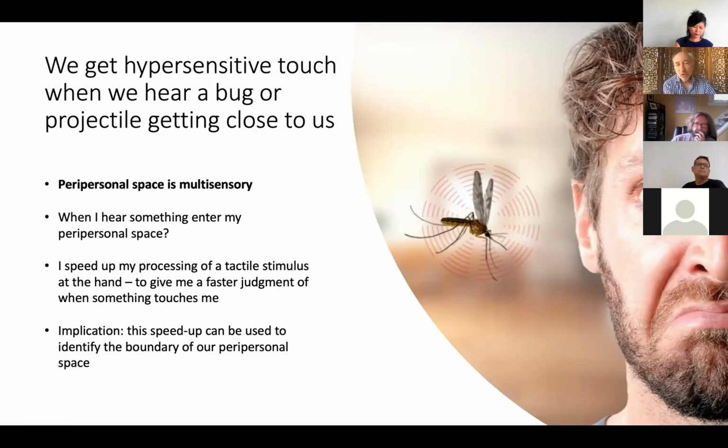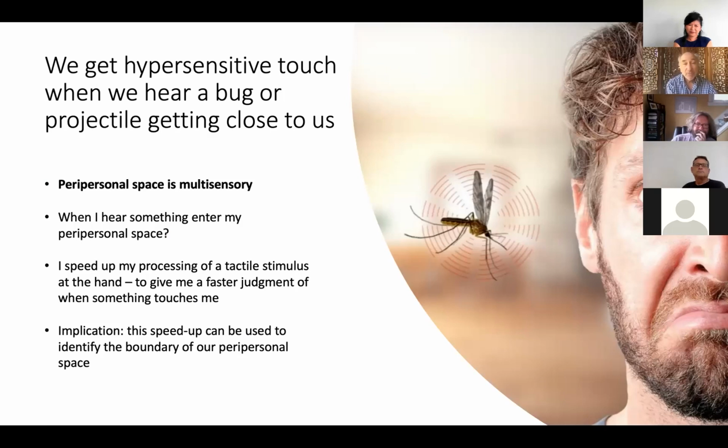Proof that this is a robust area, that this peripersonal space is multisensory, is that there is a major change in the tactile sensitivity of your body when something like a bug enters into your peripersonal space. So yes, I could reach it or hit it. That's one thing, and my vision can help me with that.